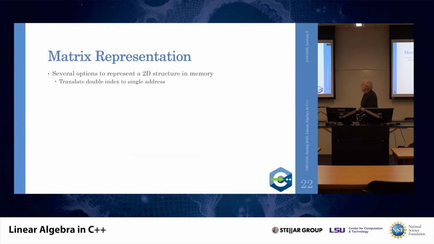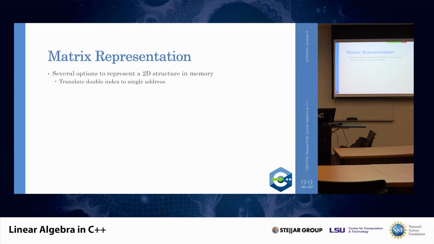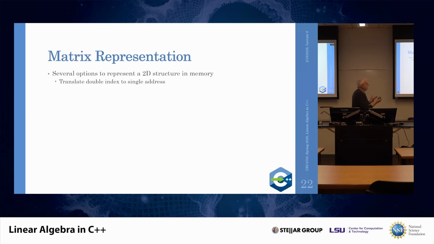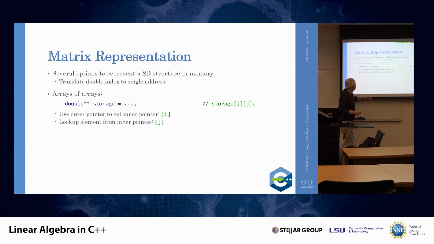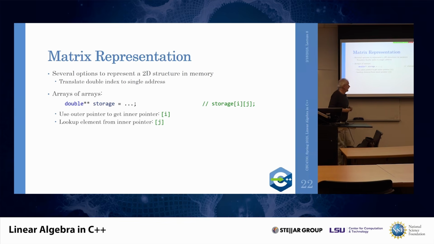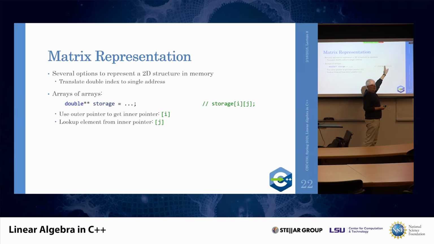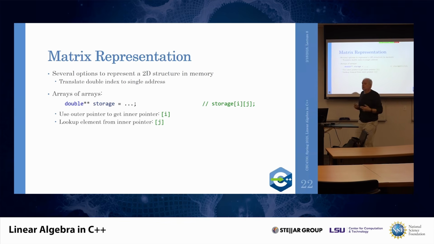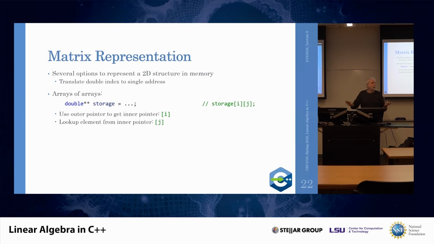Okay, so we have several options to represent a 2D structure in memory, and I already alluded to some, but let's have a look at that a bit more closely. We have to somehow translate the double index to a single address. Well, if we have that double pointer I mentioned before, and somehow magically created a data structure that allows us to store a double indexed thing, then we can use storage ij to access one of the elements directly. And the compiler will do the mapping from ij to the correct address for us.